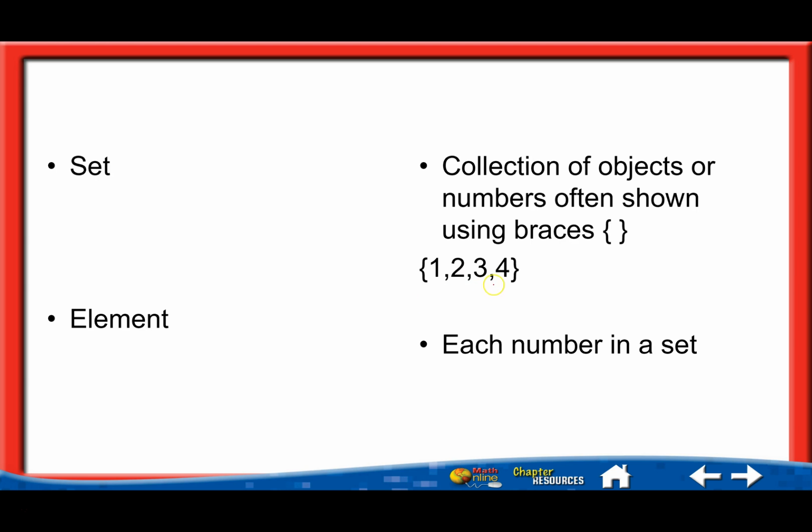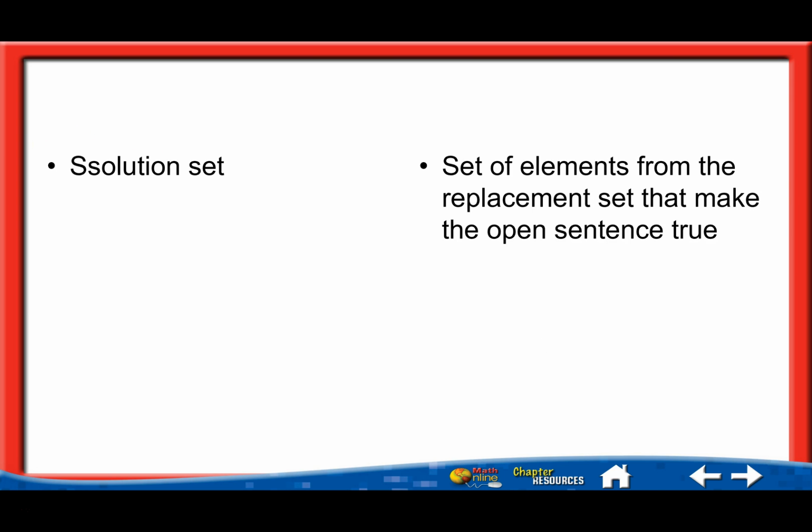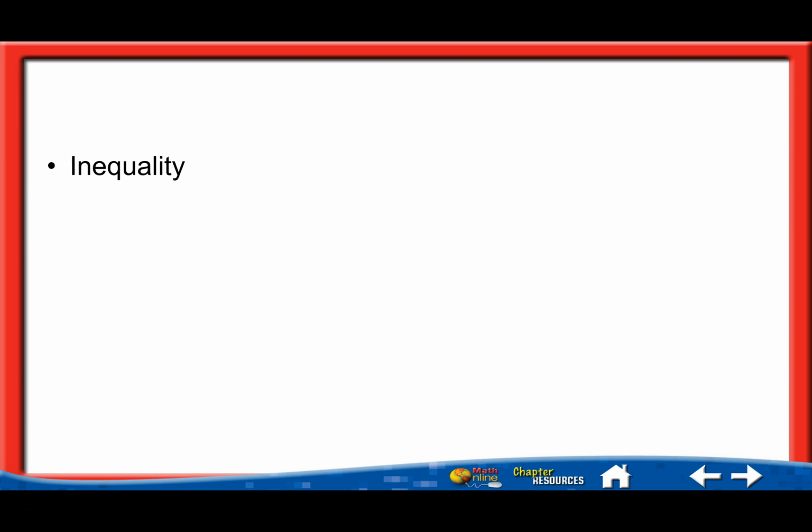So each one of these would be considered, this would be a 4-element replacement set. So a solution set is a set of elements from the replacement set that makes the open sentence true. So in the last one we had, the number 3 was the element that would have made it true.